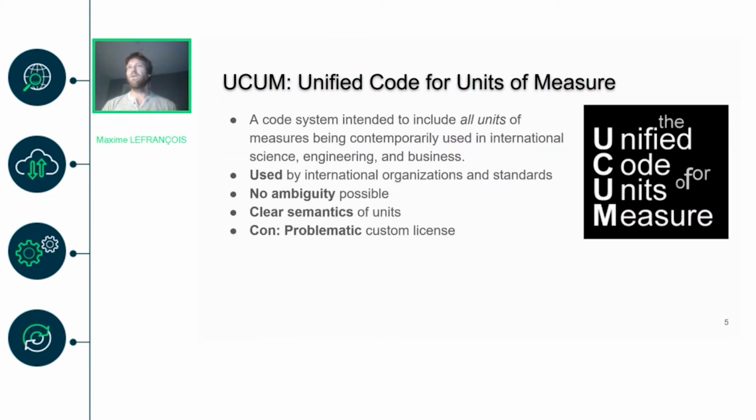So this is based on the Unified Code for Units of Measure, which is a code system intended to include all units of measures being contemporarily used in international science, engineering, and business. It's used by international organizations and standards. No ambiguity or almost none is possible between units. This standard proposes a clear semantics for units. And one of the main cons is that the terms of use of UCUM is quite problematic.